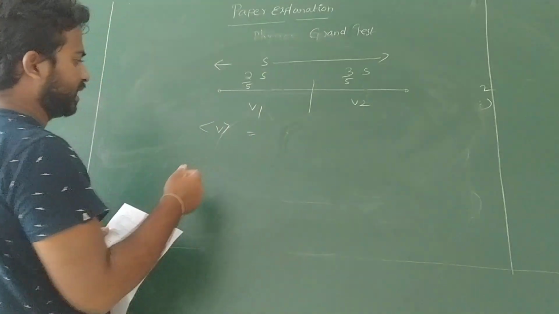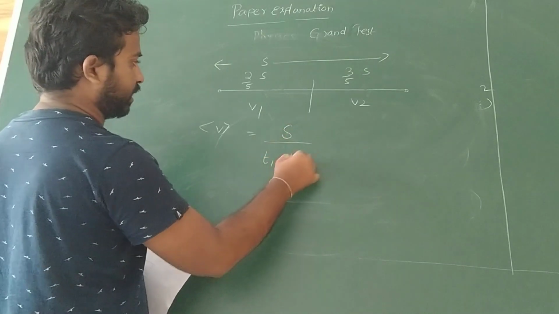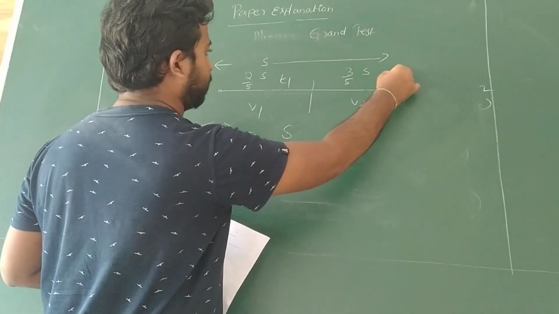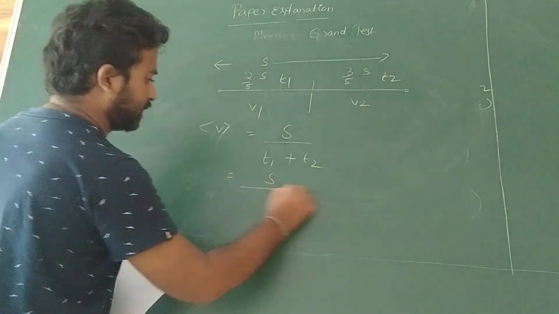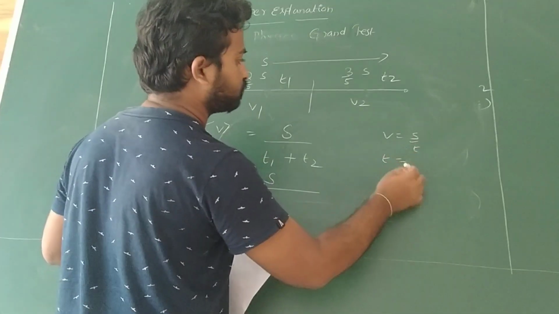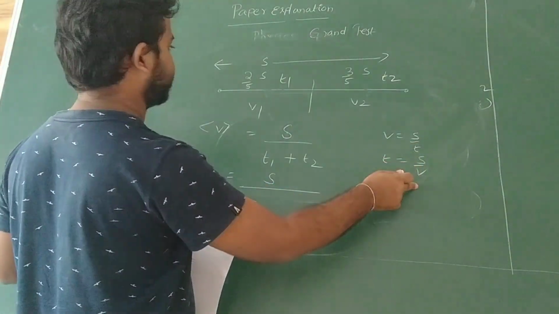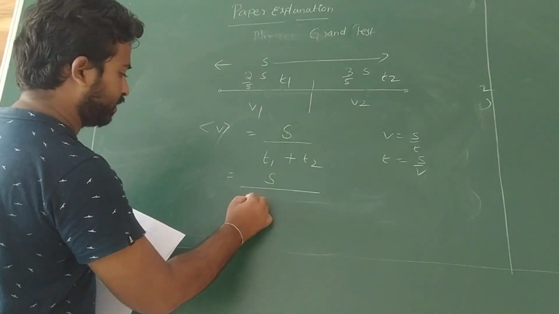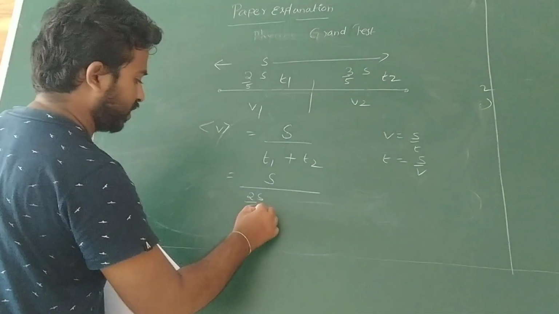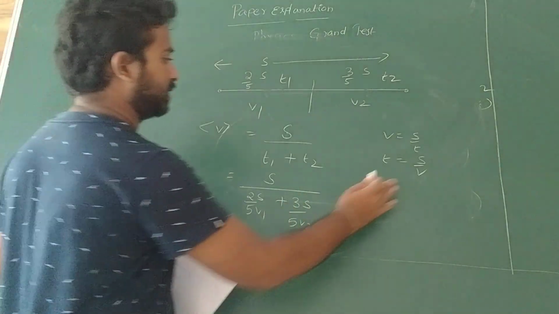First we have to write the formula: average speed equal to total distance by total time. So for example, from here to here it takes time t1, from here to here it takes time t2. We know speed equal to distance by time, then time equal to distance by speed. Then t equal to distance by speed. How much distance? 2s by 5 with the speed v1 plus 3s by 5 with v2, right?